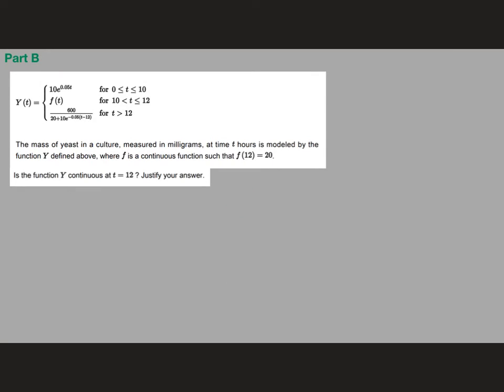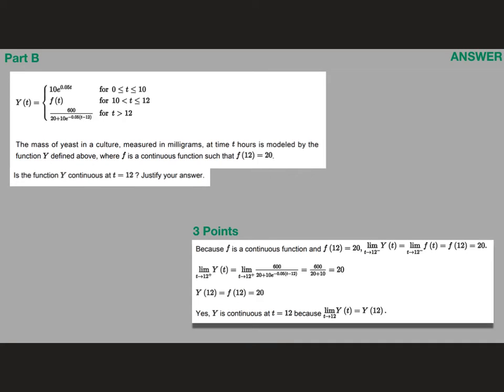Part B asked you to figure out whether or not the function was continuous at t equals 12. There are 3 parts to continuity. There's a left-handed limit, a right-handed limit, and then a function value. And you had to include all 3 to get the 3 points. So here you're analyzing the left-hand limit. On the left-hand side, which is up here at f of t, because t equals 12, you were told that f of 12 is 20, so the left-hand limit is 20.